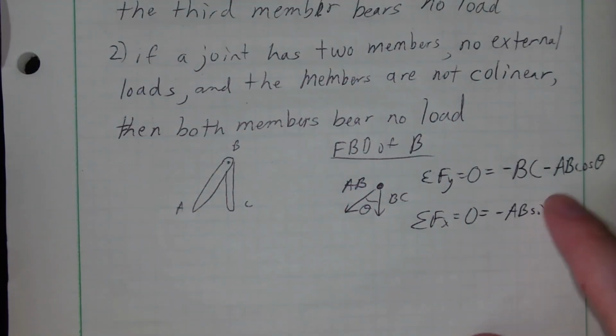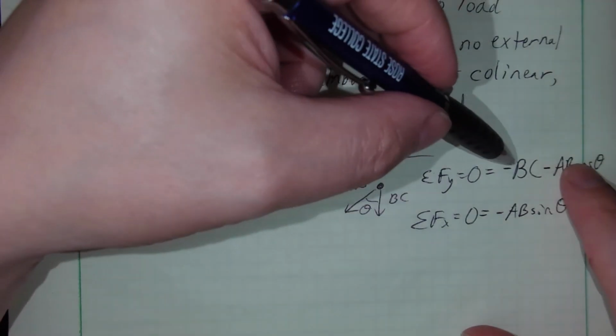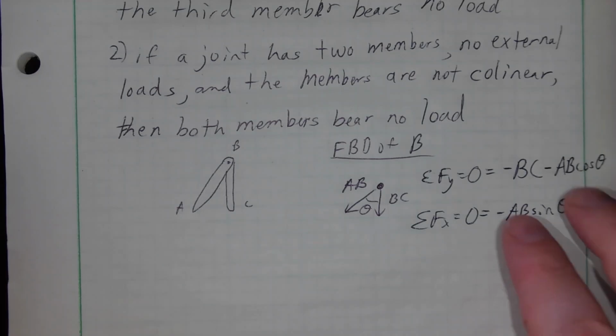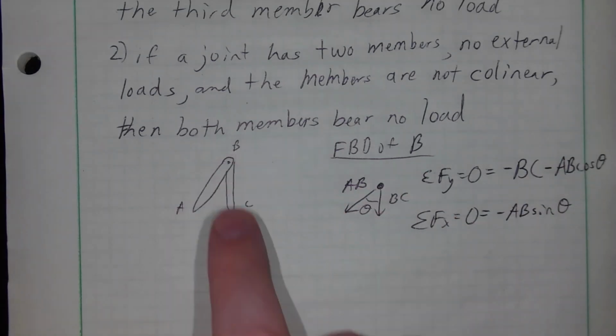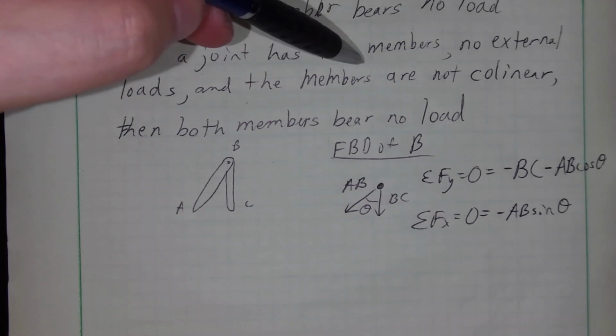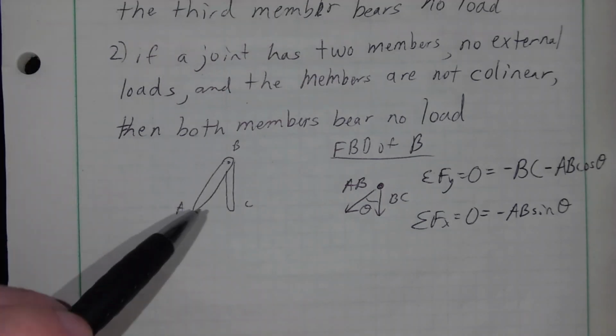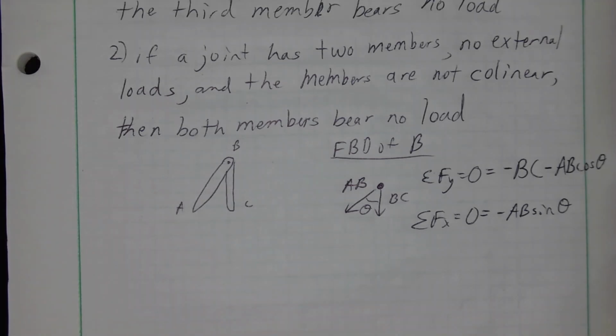And if AB is 0, so this is 0 equals BC minus 0, well, that means BC must be 0. They both, if I've got 2 forces, or I'm sorry, 2 members, no external loads, and the members are not collinear, the only way they could be in equilibrium, if there's only 2 of them, is if they're collinear. Then it's possible.